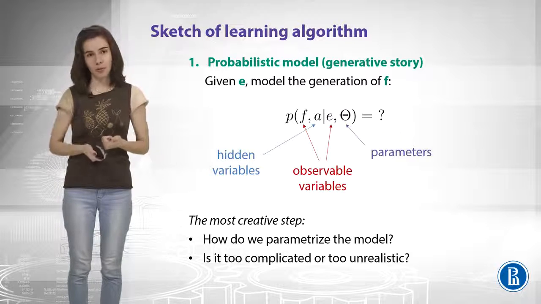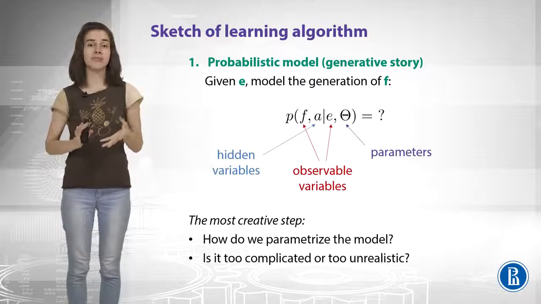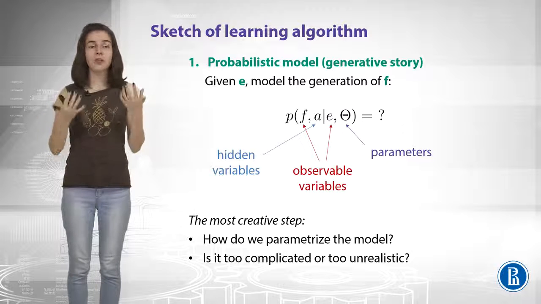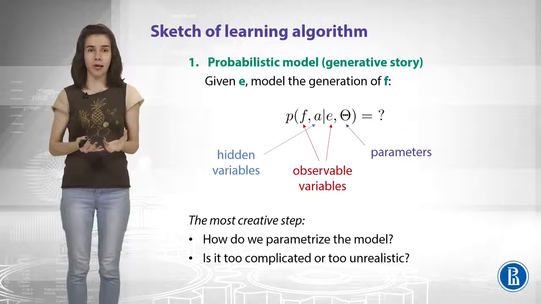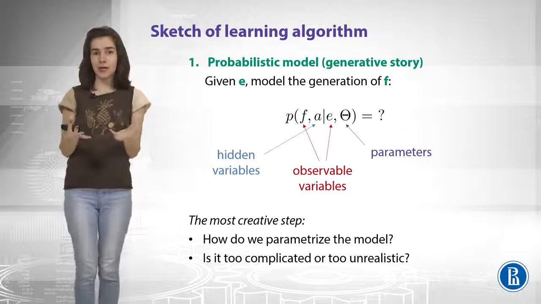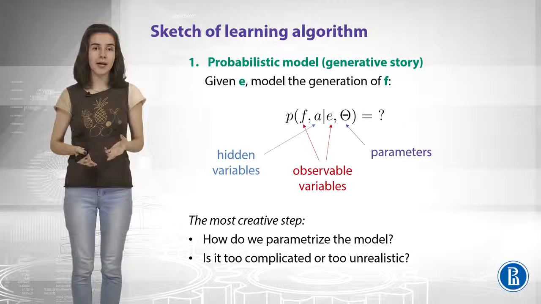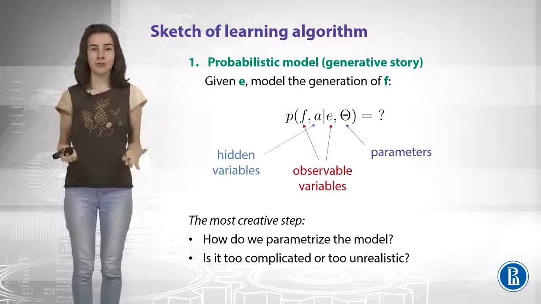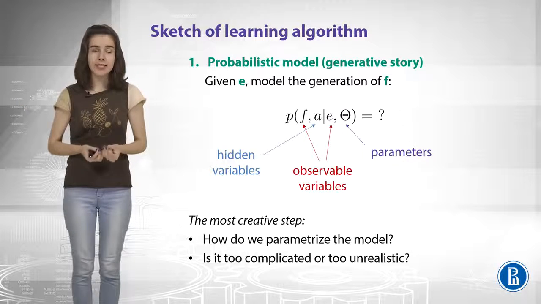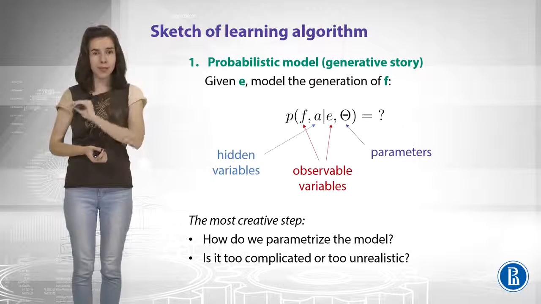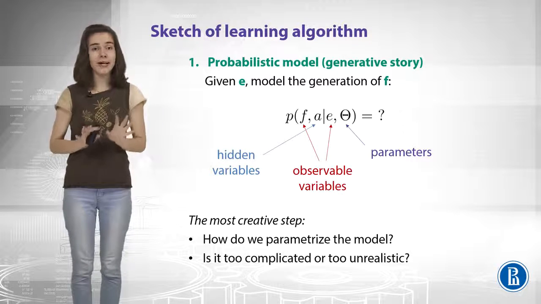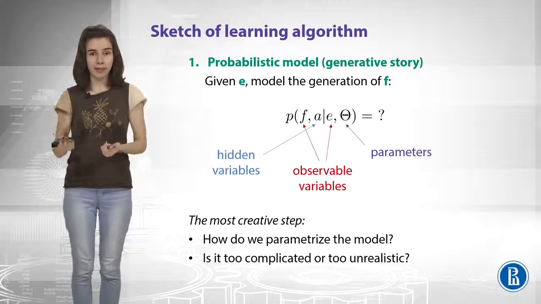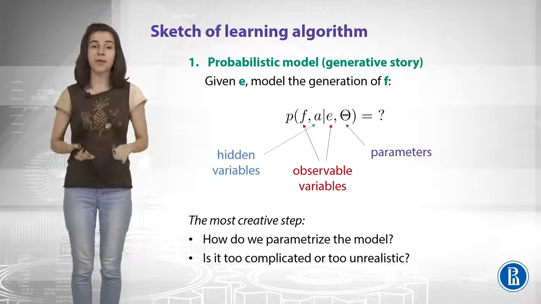And we have parameters of the model. And this is actually the most creative step. So we need somehow to decide how do we parameterize our model to have some meaningful generative story. And if we have too many parameters, probably it will be difficult to train that. If we have too few parameters, probably it will not be general enough to describe all the data. So this is the moment that we will discuss in more detail later. But for now, let's just say that we have some probabilistic model of F and A given E and theta. What do we do next?